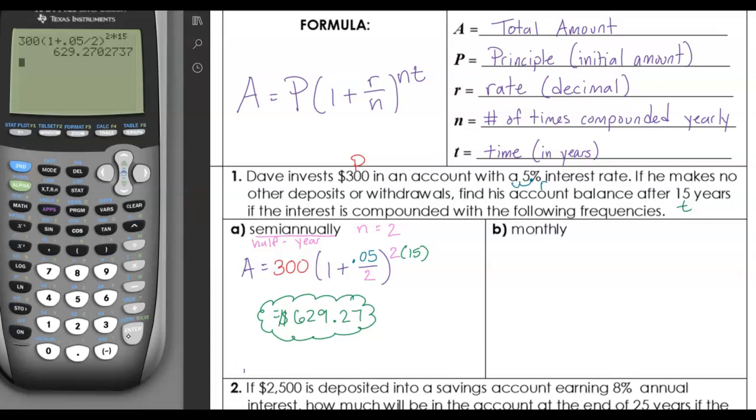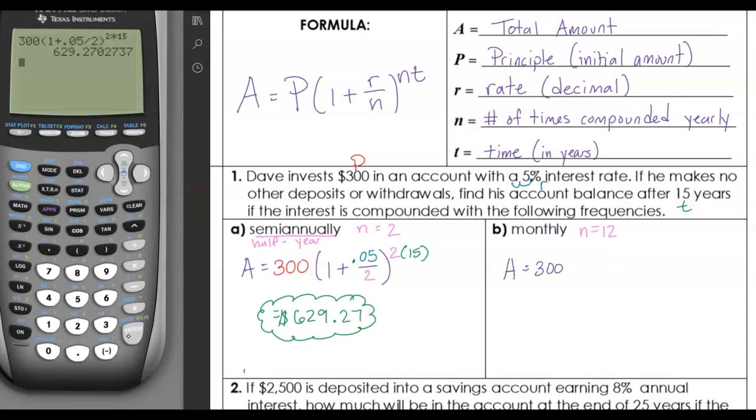So now, it wants us to use the same word problem, but instead compound monthly. So what's the only thing that's changing here? N, yes. What is N now? 12. Monthly means we're compounding for every month of the year, and there are 12 months in the year. And everything else remains the same.